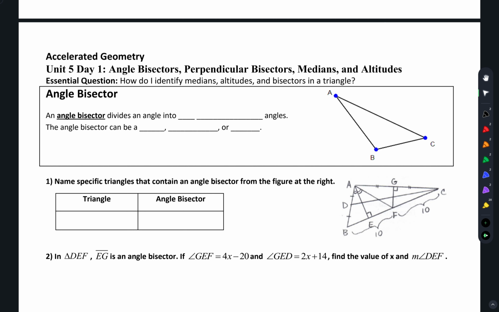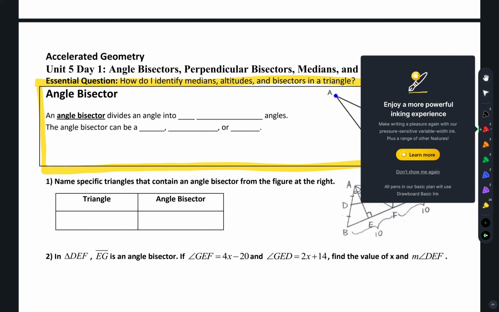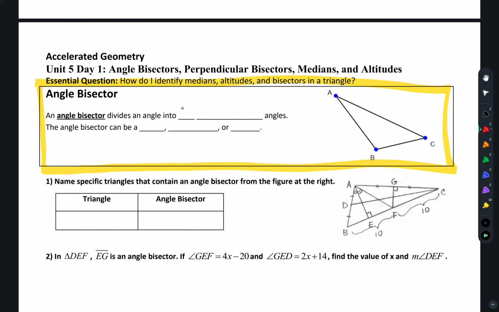Nothing too terrible. Starting with one that we should already be kind of familiar with. It's an angle bisector. An angle bisector divides an angle into 2 congruent angles. The angle bisector can be a ray, it can be a segment, or it can be a line. Most of the time, what we're going to see are segments as our angle bisectors.